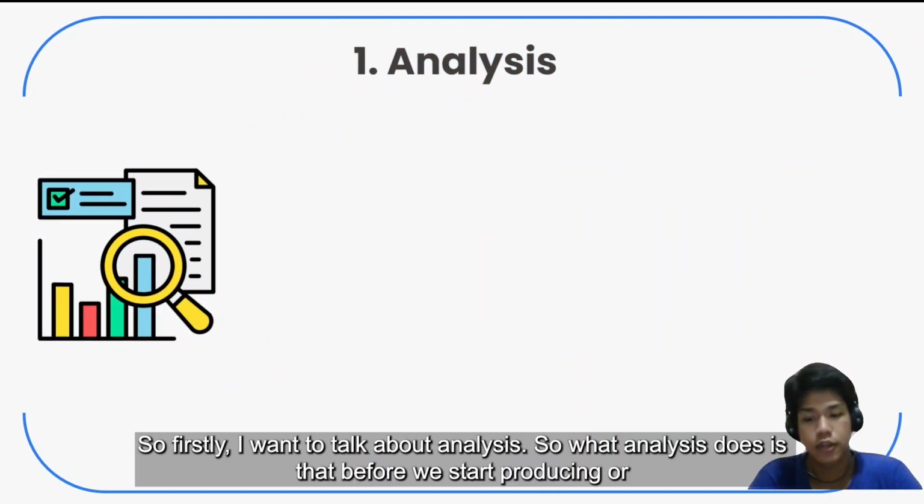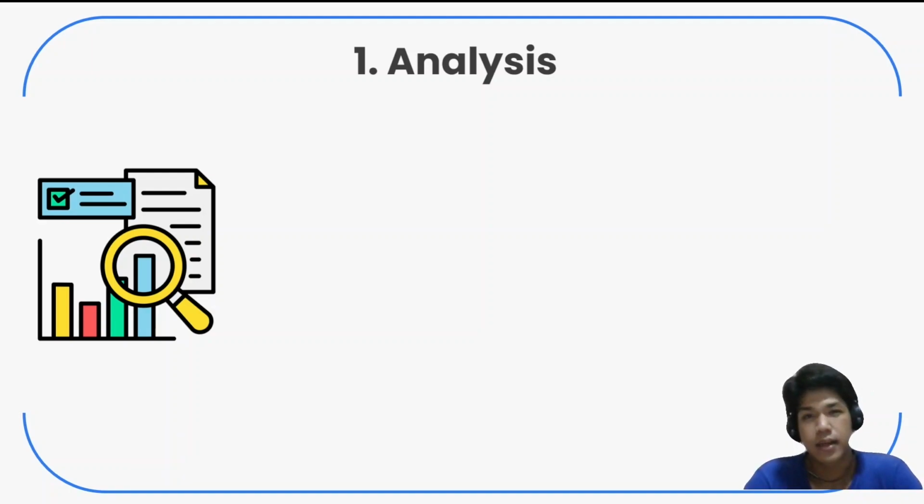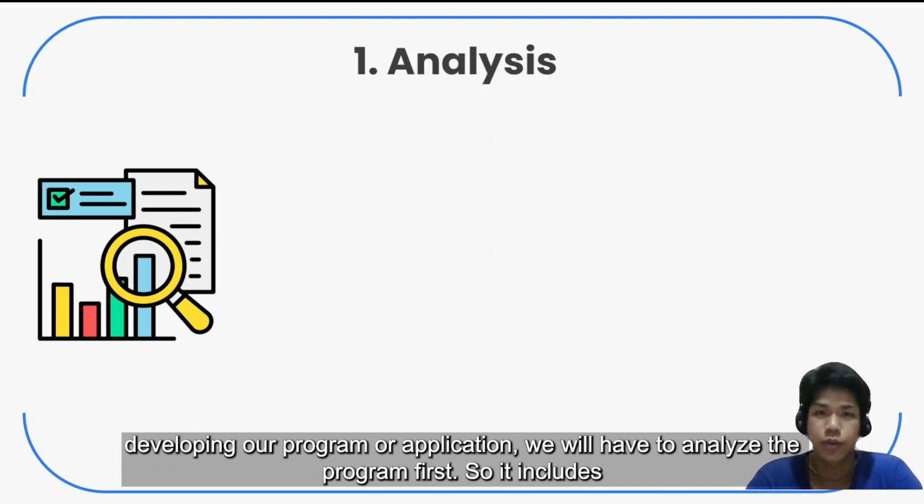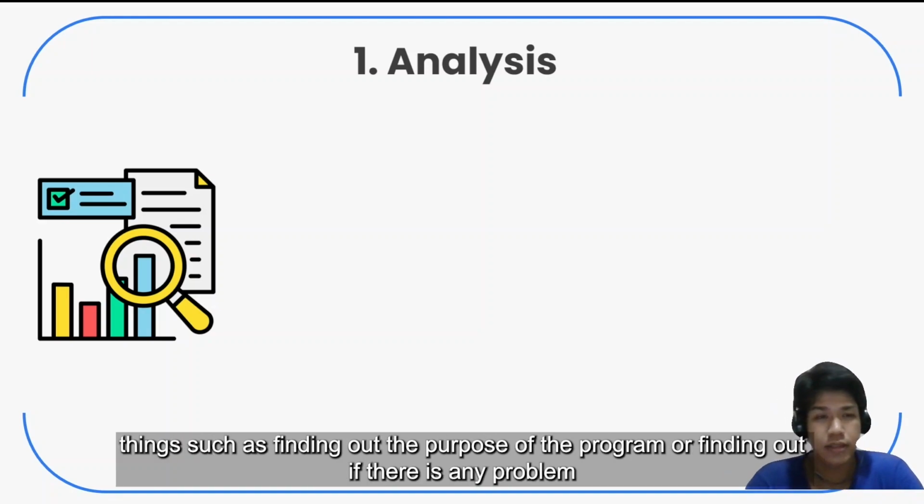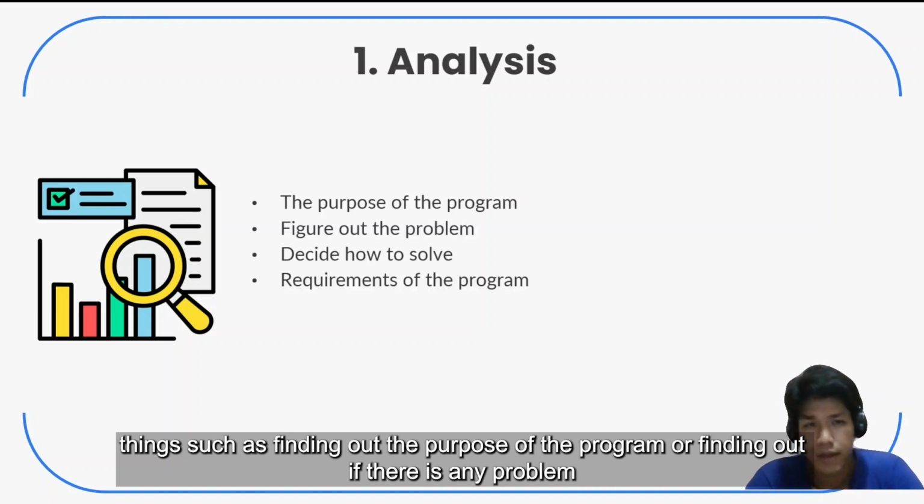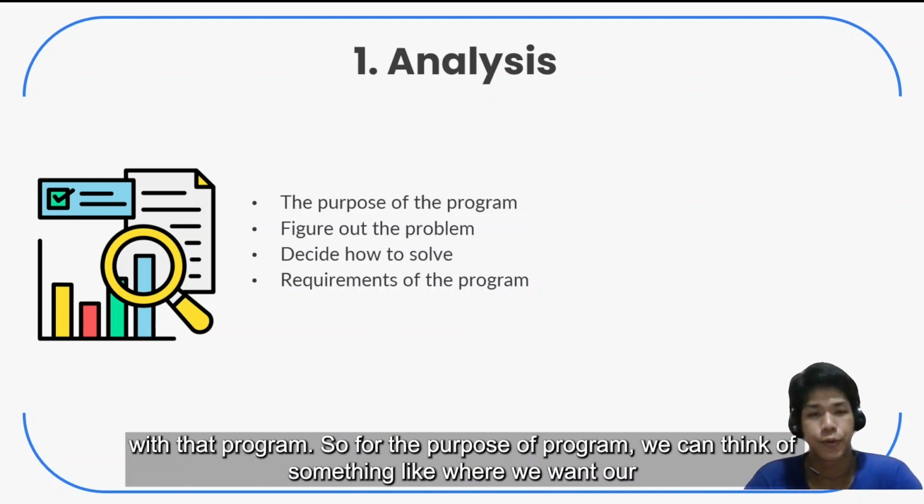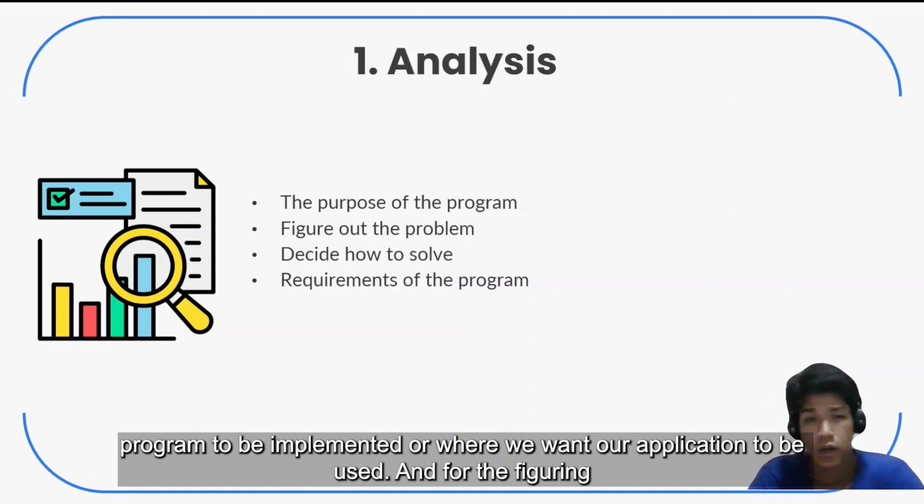So firstly, I want to talk about analysis. What analysis does is that before we start producing or developing our program or application, we will have to analyze the program first. So it includes things such as finding out the purpose of the program, or finding out if there is any problem with that program. For the purpose of the program, we can think of something like where we want our program to be implemented, or where we want our application to be used.